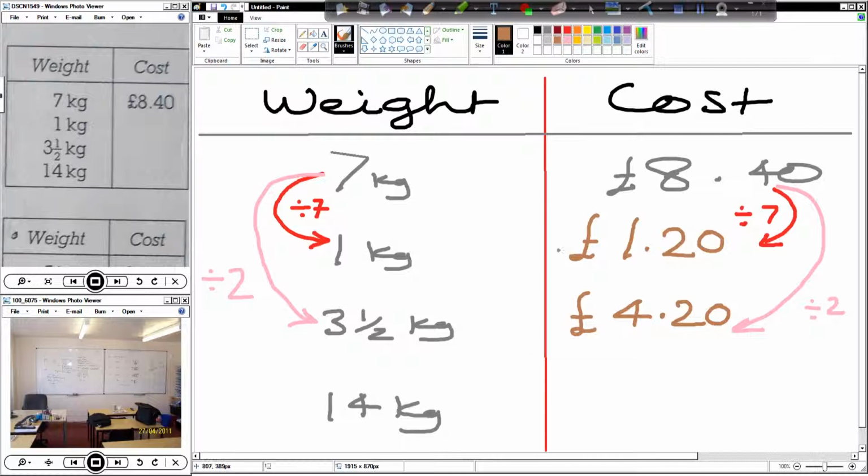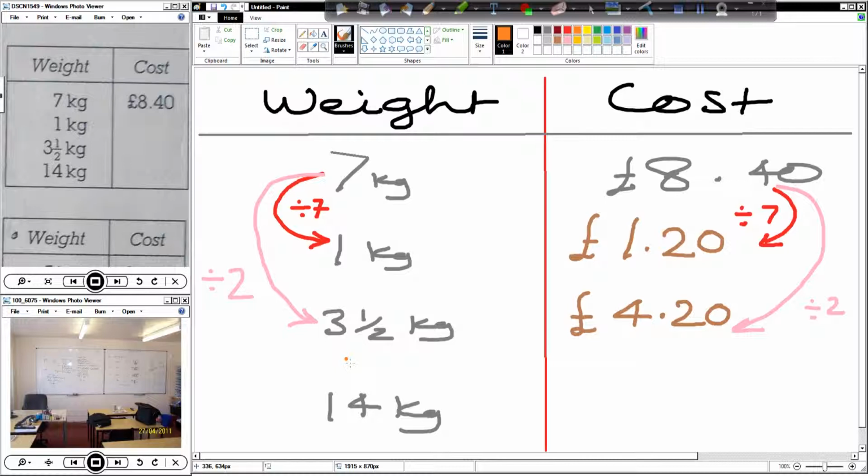£4.20. Now, here comes the next question. I want to get to 14 kilograms knowing what we know here. Ali, have another go. Shall I jump from here, here, or from the top one? Think carefully. Because 7 to 14, how do we get from 7 to 14? Times by 2.